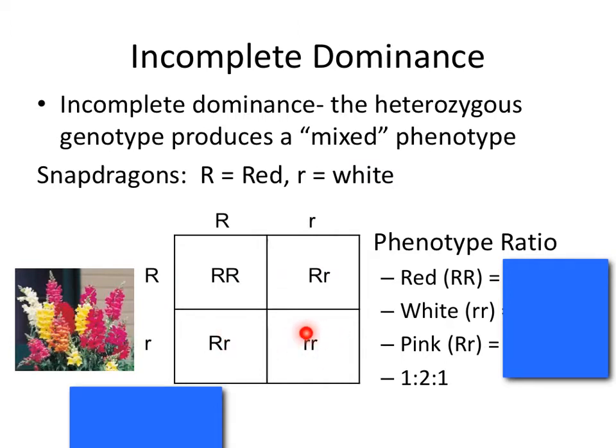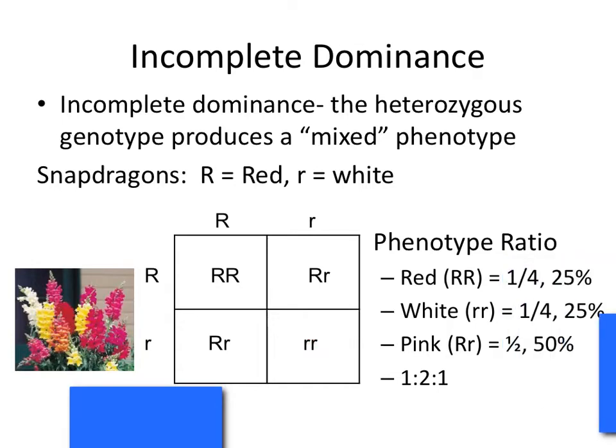However, when you actually cross heterozygous snapdragons, you get something different. You get 25% of the plants red, and 25% of them white, but the other 50% are pink. You get a 1 to 2 to 1 ratio instead of the 3 to 1 ratio that Mendel would have predicted. That's because these two right here, these genotypes, get a mixed phenotype. This big R does not completely dominate the little r, so when you get red and white and you mix them together, what do you get? You get pink. So in this case, you get 25% red, 25% white, and 50% pink. That's incomplete dominance. You have a mixing of phenotypes.